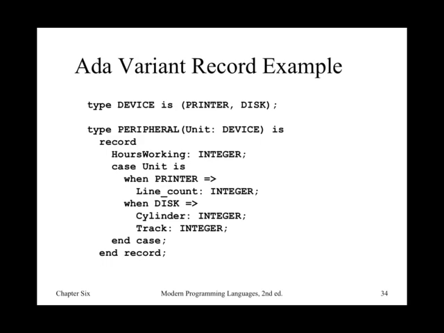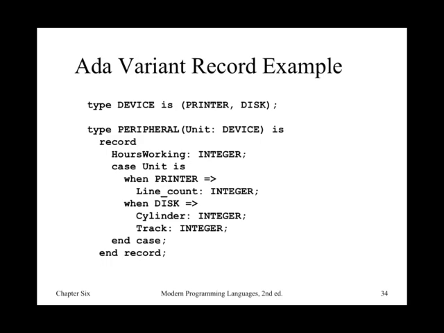I'm not an Ada programmer, so we'll do our best here. I declare a type called device, and it's an enumerated type. I say that this device can be a printer or it can be a disk. And thank you, Ada, for all the capital letters. Then I declare this type peripheral, and there's a unit which is of type device, that enumerated type. And then I declare this thing to be a record. I know you're not going to go look this up in Ada or go find an Ada compiler. And then I declare a field called hours working.